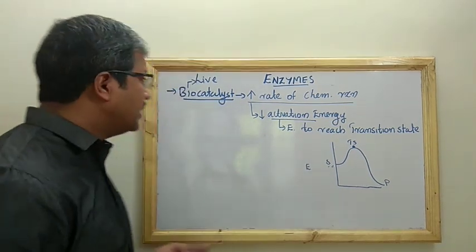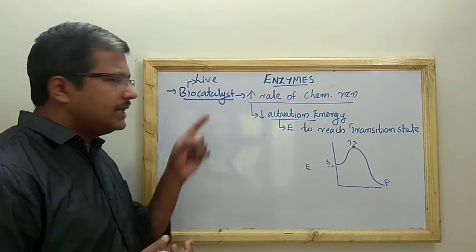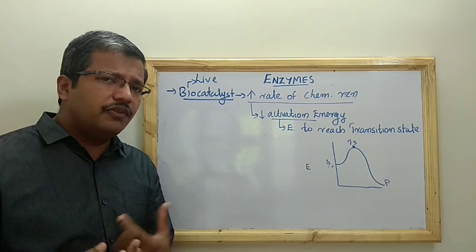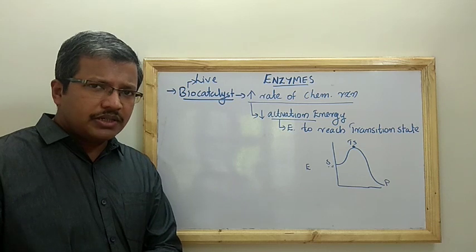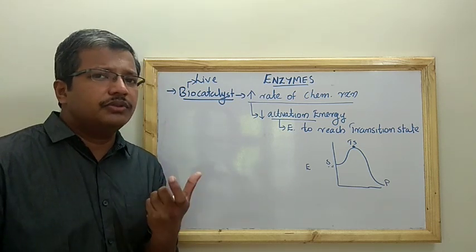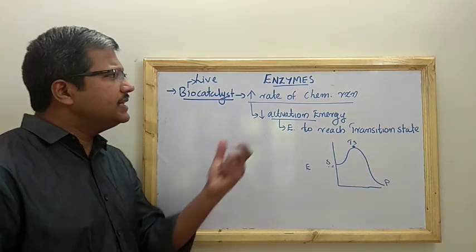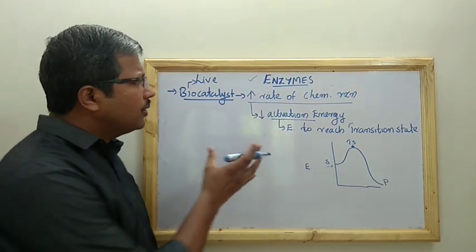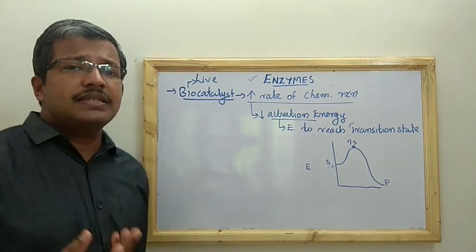Now we can define enzymes further. Enzymes are biocatalysts which increase the rate of biochemical reactions by reducing the activation energy needed to start the reaction, which means the energy required to reach the transition state. So that is the enzyme. Hope you got what is exactly meant by the enzyme. Without enzyme, what will happen?